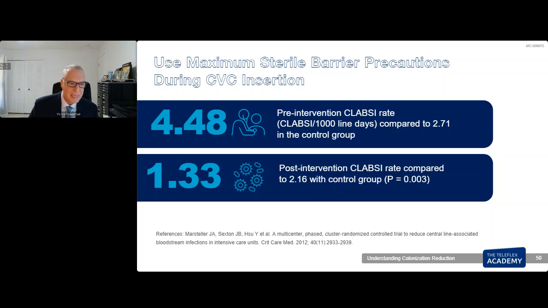Speaking about line days, if you pay attention to the last pages of the SHEA, IDSA, and APIC guideline, they still recommend using not only the SIR, which is mandatory, but also the rate of CLABSI per 1,000 line days. The numerator is the number of BSIs, the denominator is the number of line days, and you divide BSIs by line days and multiply this by 1,000, and then you have the rate. It's important to remember this.